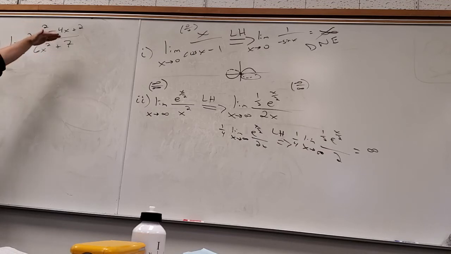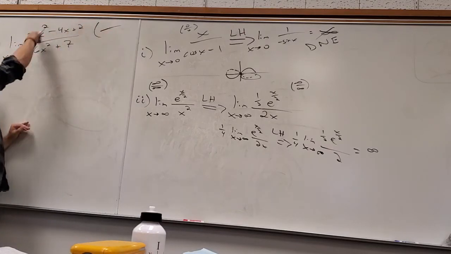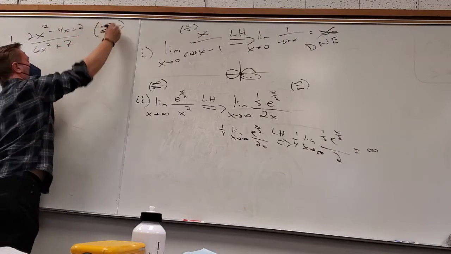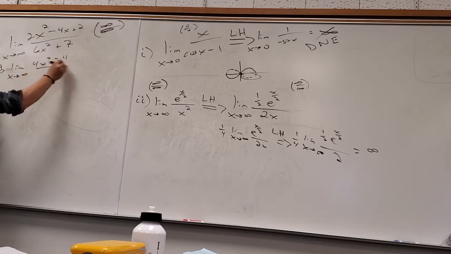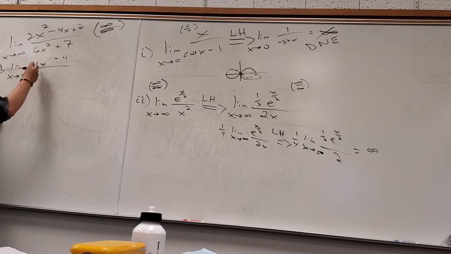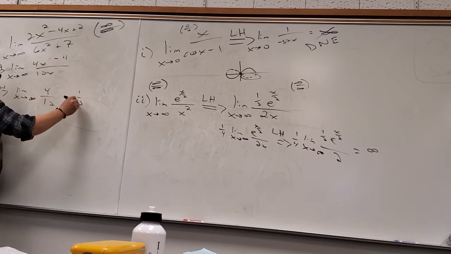But what form is it in? What form is this in, as x goes to infinity? Infinity over infinity. Right? So I can apply L'Hopital's. So I'll do it real quick. 4x minus 4 over 12x, and that's gone, right? Is it still indeterminate? Yes. So then I can apply it again. 4, that's gone, over 12, 1/3, which we already knew.